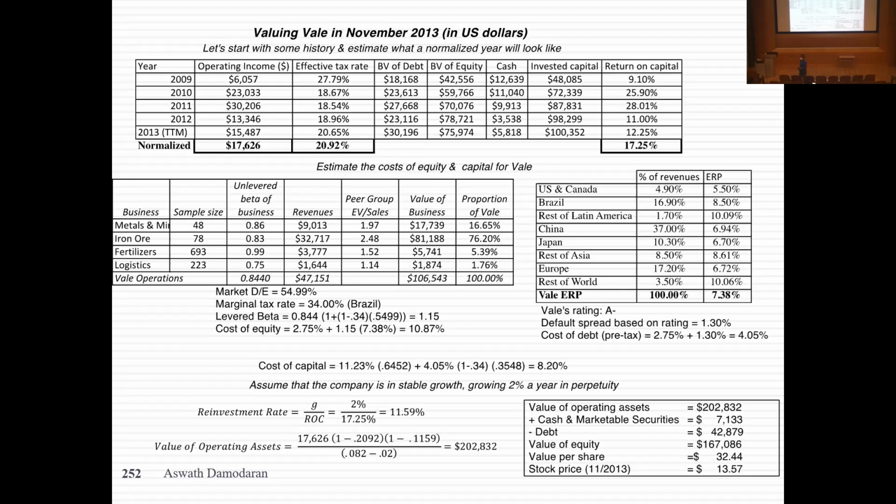I'm curious, what is the second term there? I'm getting confused by one. This is the tax rate. 20.92% is the effective tax rate. So basically, I take the pre-tax operating income, I net out the taxes, then I net out the reinvestment. It's just a way of getting to my free cash flow.